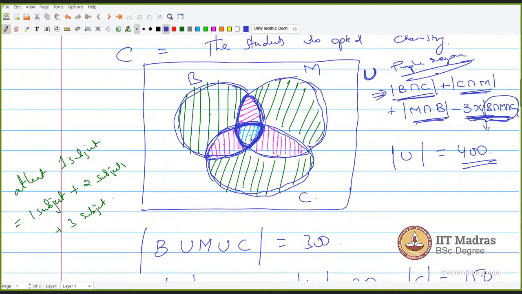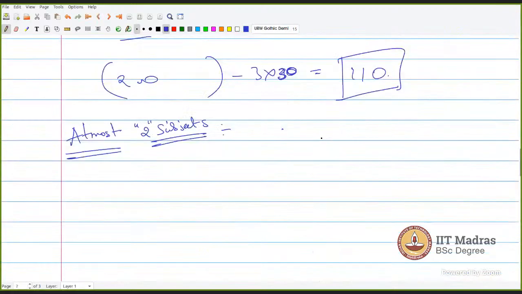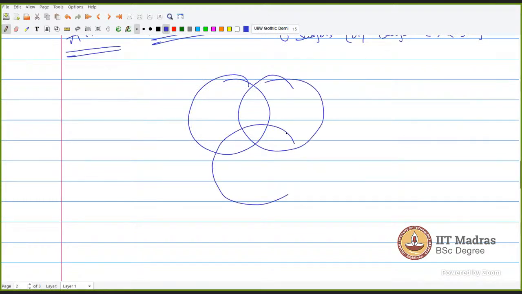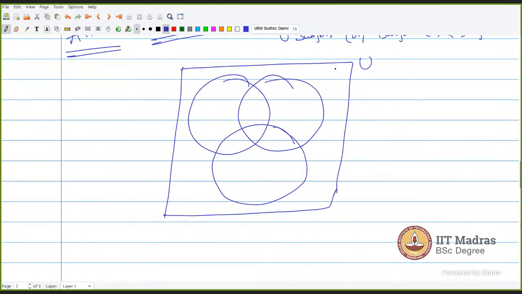Okay, so let us do at most 2 subjects. At most 2 subjects is either the student is choosing 0 subjects, or 1 subject, or 2 subjects. So that is what less than or equal to means, no? Now give me the region of our required question: the purple and blue region.